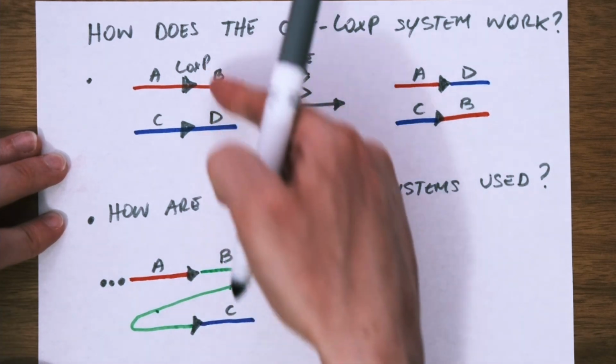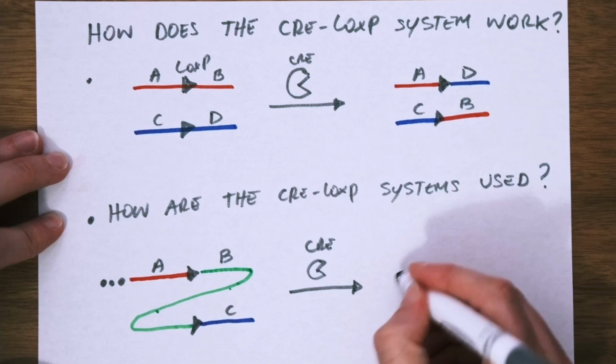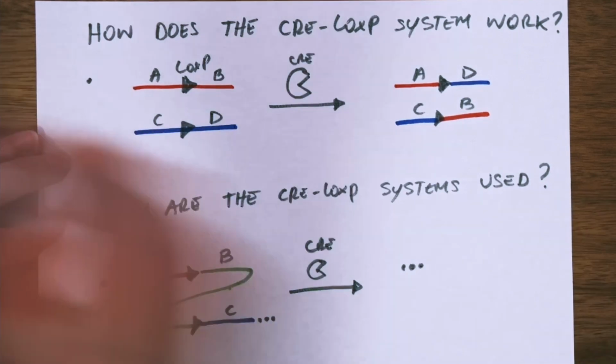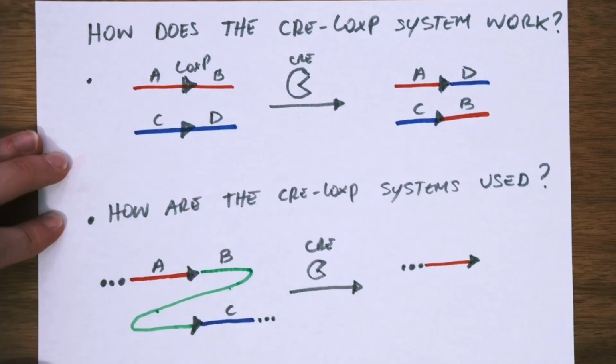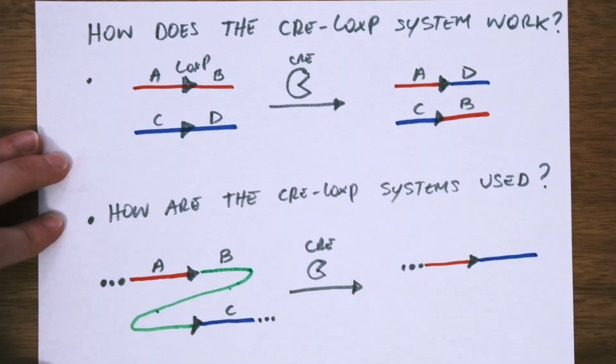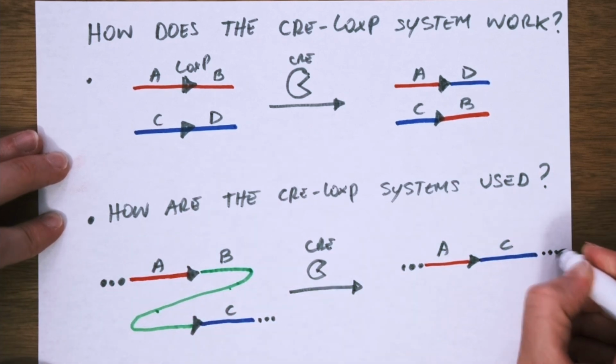So if we repeat the same as before and we add a Cre, what we will end up with is a situation where we have the genome coming with this section A, the LoxP site, and as in the previous example, this will be followed by section C, and here is the continuation of the genome.